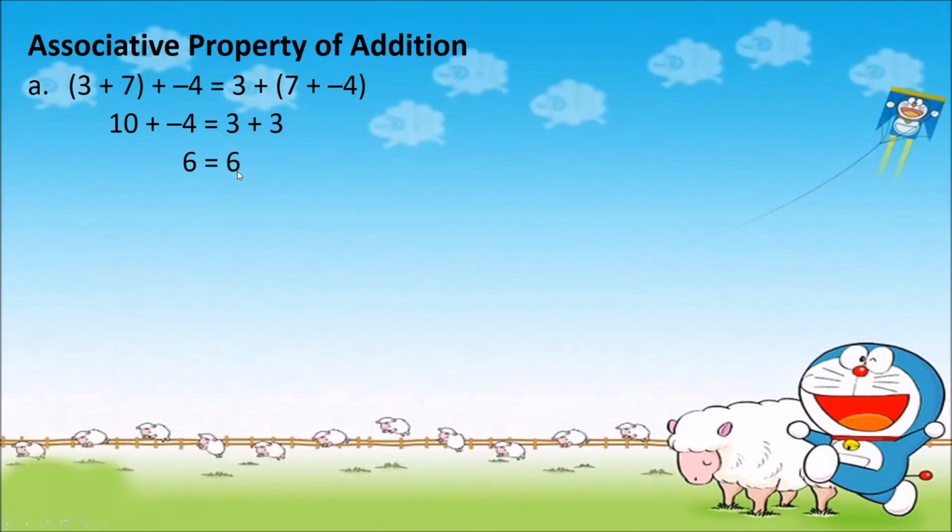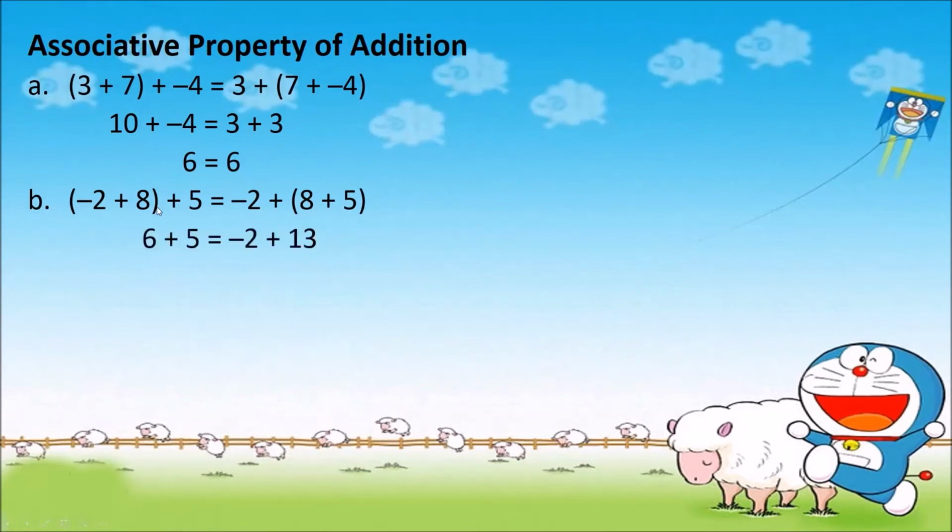Wala din pong nabago sa pag-a-add. So, another one is negative 6 and positive 8 ang ating groupings plus 5. Then, sa kabila is equal to negative 2 plus the group of 8 plus 5. Negative 2 plus 6 plus 8 is equal to 6. Then, bring down 5 equals negative 2.